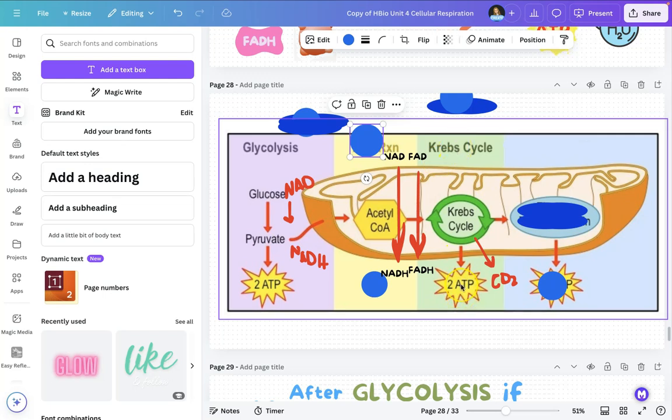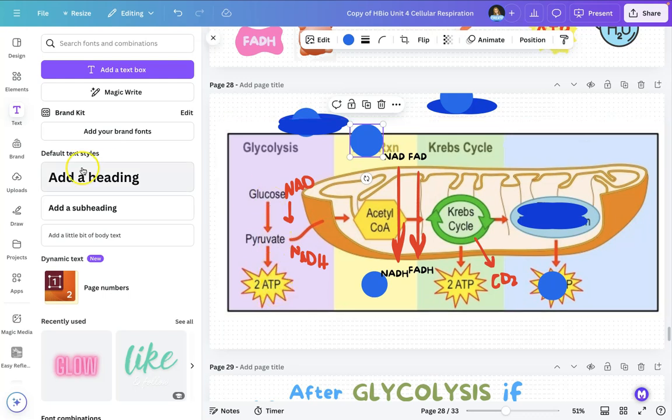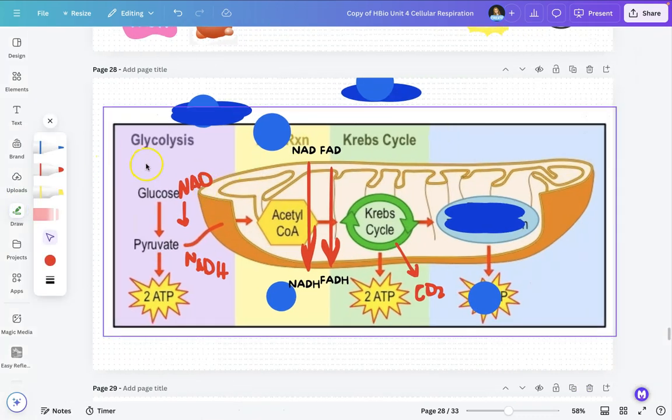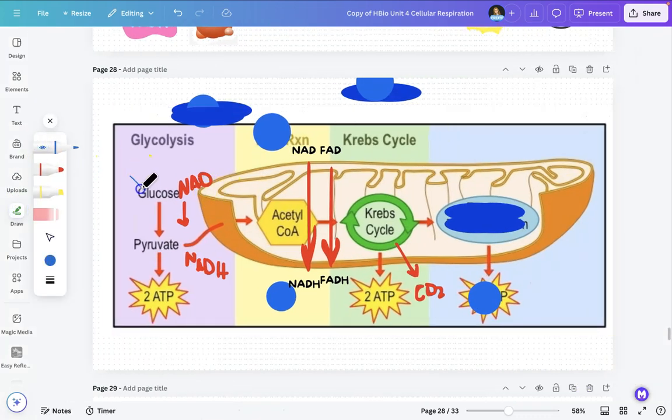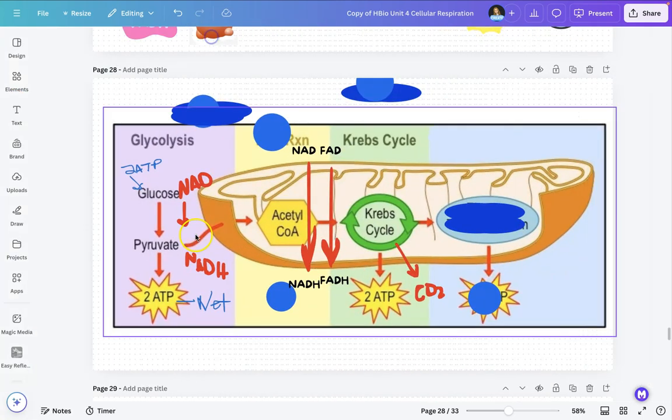Okay? But 2 ATPs are made here. Really 4 are made here, but since it requires 2, we're going to add that, you need 2 ATPs to break the glucose during glycolysis. Technically, it's a net. So we'll always call this net. If I ever ask you how many ATPs are made during glycolysis, you could say 4. If I ask you how many net ATPs are made during glycolysis, you can say 2.